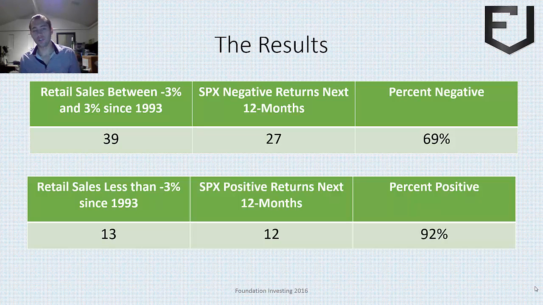Now, if retail sales have extreme negative readings below negative 3, there were 13 occurrences of these since 1993. 12 out of 13 times the SPX finished higher, a 92% chance that the SPX finished higher after an extreme negative reading. What that tells me is if it's super low, that might signal the market is possibly bottoming out, and a possible bull market can come out of that from oversold conditions.